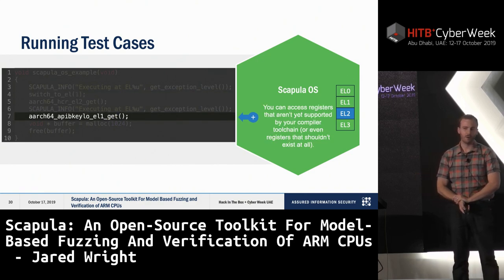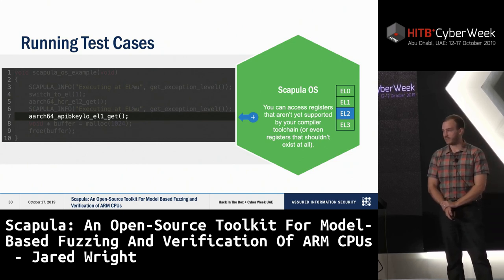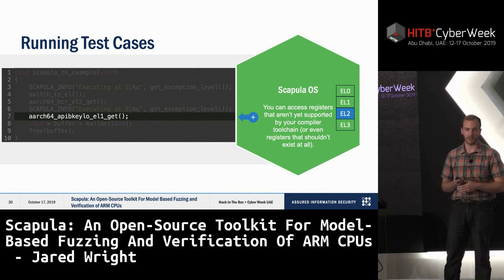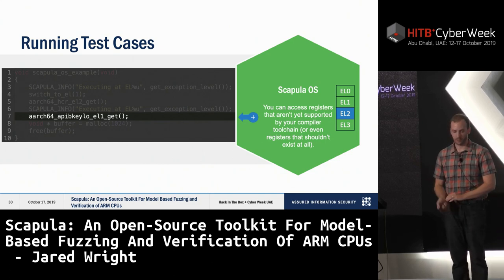Another cool thing about Scapula OS is you can look at things such as registers or instructions that aren't even yet supported by your compiler toolchain. The reason for this, like I said earlier, is that there's enough information in these manuals to derive the encoding of an instruction you'd like to run. If you're using an open source toolchain like GCC and it doesn't quite support the latest features defined by ARM in the spec, the tool comes with a way to use those before they're implemented by your compiler toolchain.